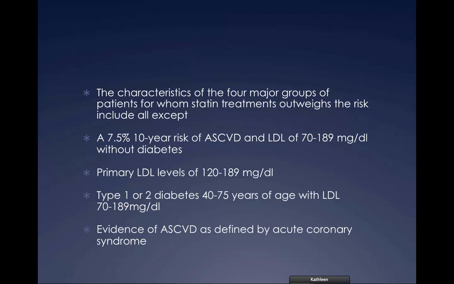The characteristics of the four major groups of patients for whom statin treatment's benefit outweighs the risk include all except: a 7.5% 10-year risk of atherosclerotic cardiovascular disease, an LDL of 70 to 189 without diabetes, a primary LDL level of 120 to 189, type 1 or 2 diabetes between the ages of 40 and 75 with LDL of 70 to 189, and evidence of atherosclerotic coronary vascular disease as defined by acute coronary syndrome. And it's primary LDL levels of 120 to 189.